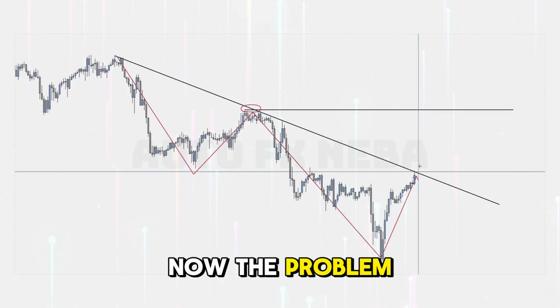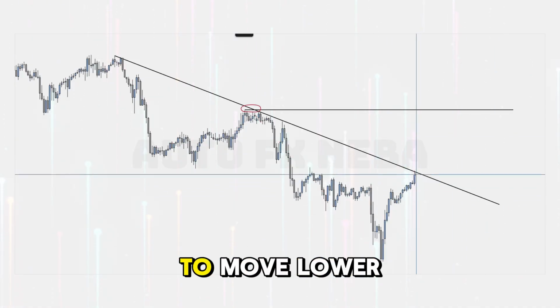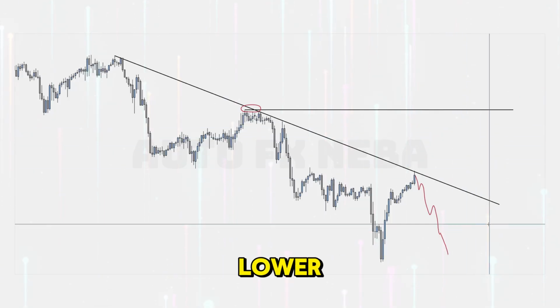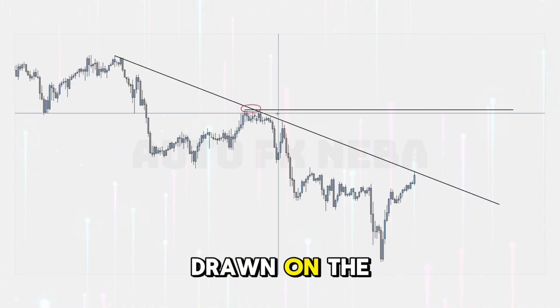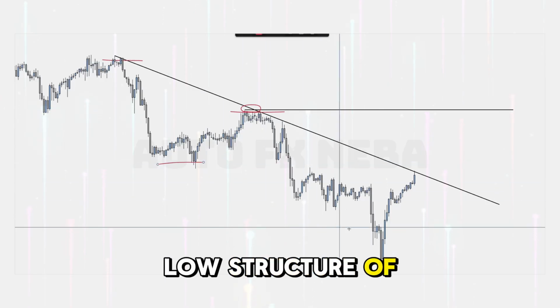Now, the problem here then is, of course, if traders are expecting this market to move lower from here, realistically, it can still move higher before it moves lower. At the end of the day, if you think about what a trend line is, it's just a line that you've drawn on the chart, okay? It doesn't really factor the high-low structure of the market.